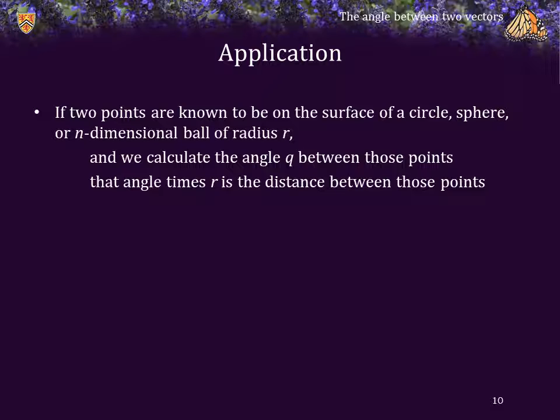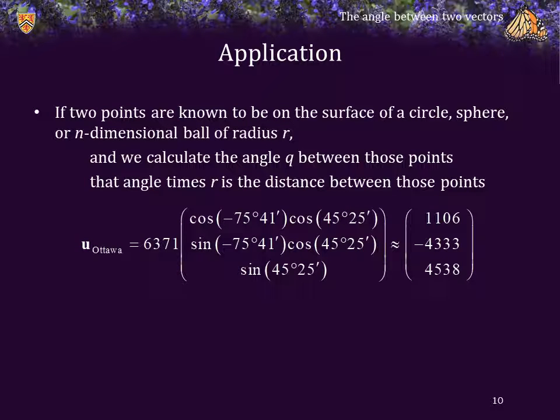Now, if 2 points are known to be on the surface of a circle in R2, a sphere in R3, or an n-dimensional ball in R to the n, and the radius of that ball is r, and if we calculate the angle theta between 2 points, then the angle between those 2 points times r is the distance between those points along the surface of that ball in R to the n. So, for example, the radius of the Earth is 6,371 kilometers.